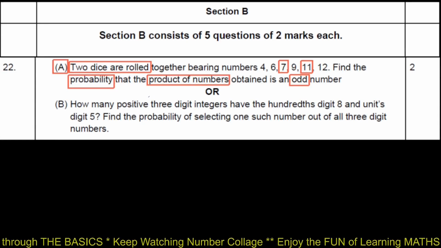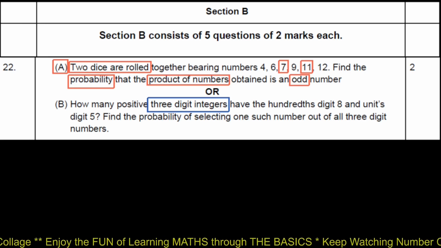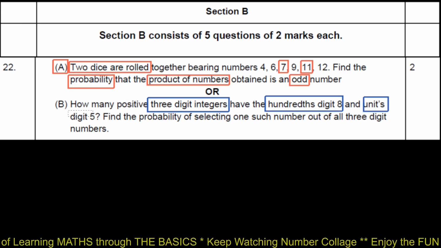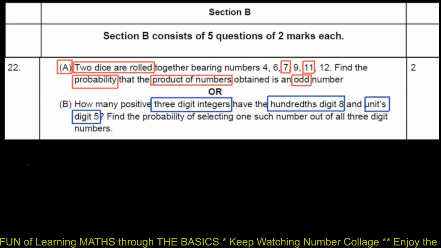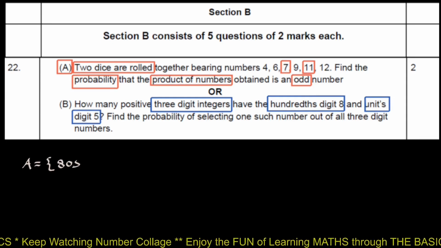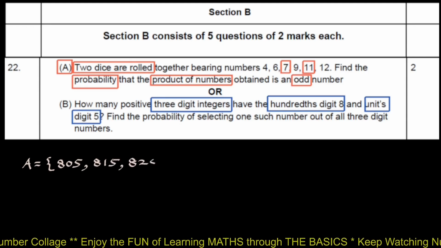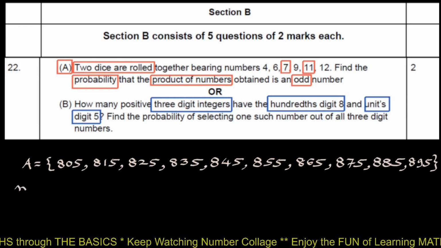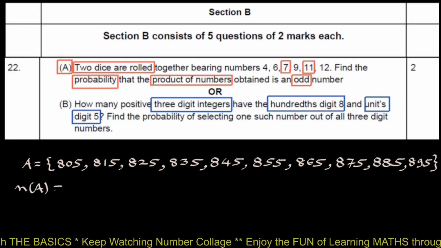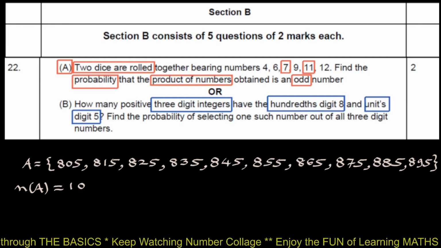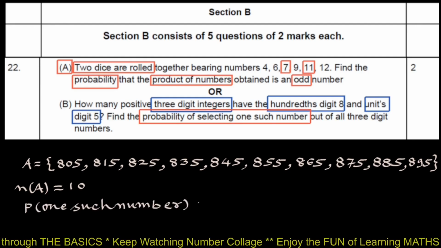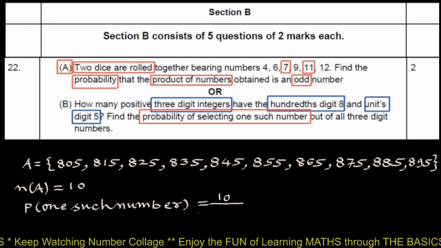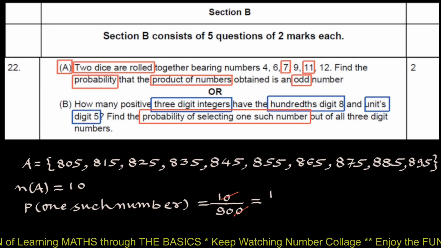We have to find 3-digit integers whose hundreds digit is 8 and units digit is 5. So favorable outcomes will be 805, 815, 825, etc. and 895. Total favorable outcomes n of A amounting to 10. So the probability of selecting one such number is favorable outcomes 10 upon total number of outcomes 900, that is 1 upon 90.